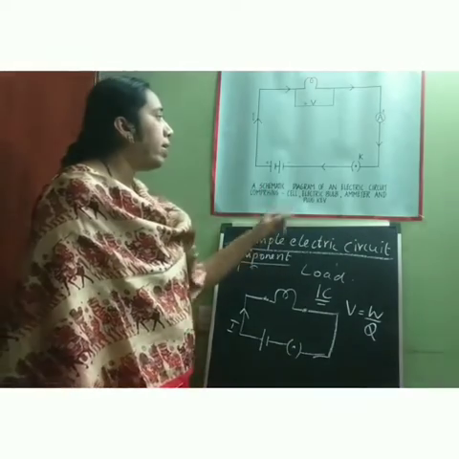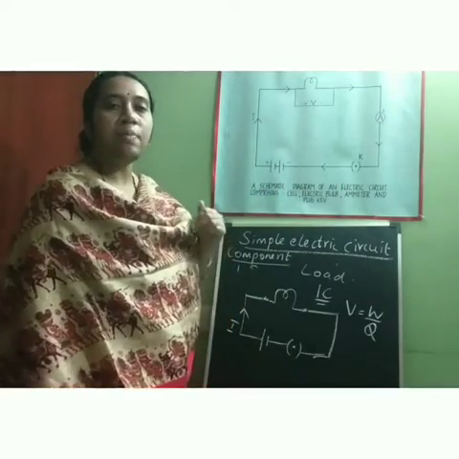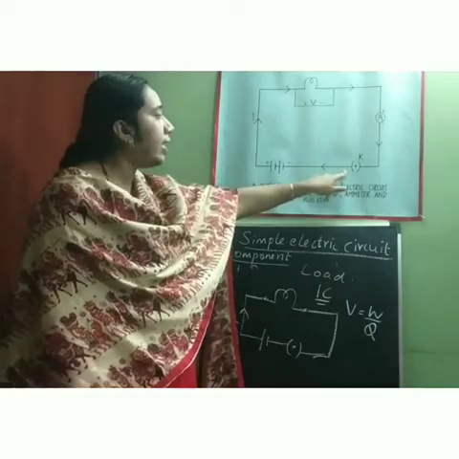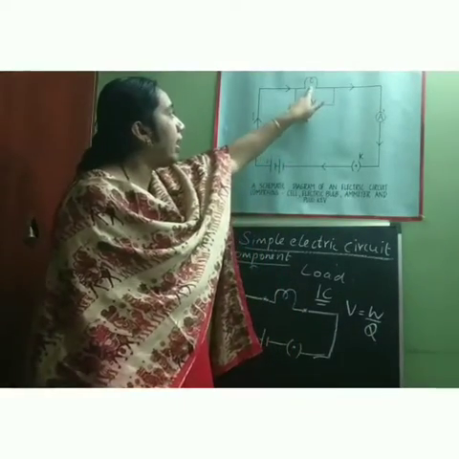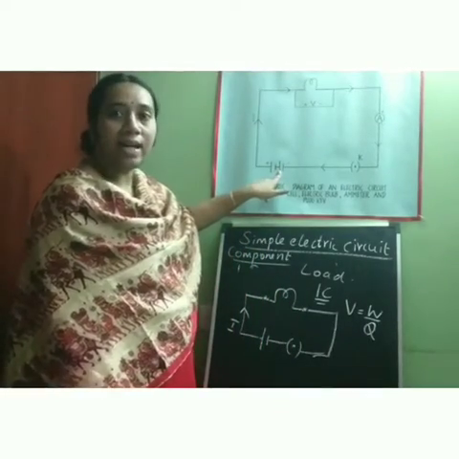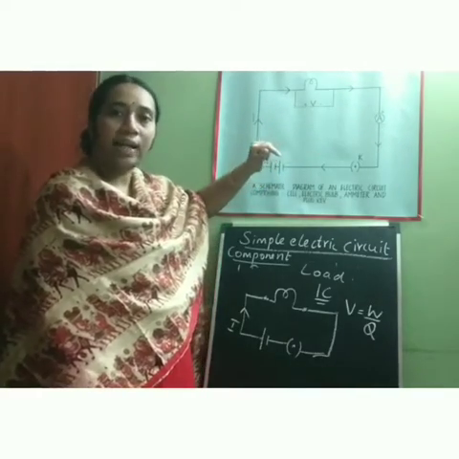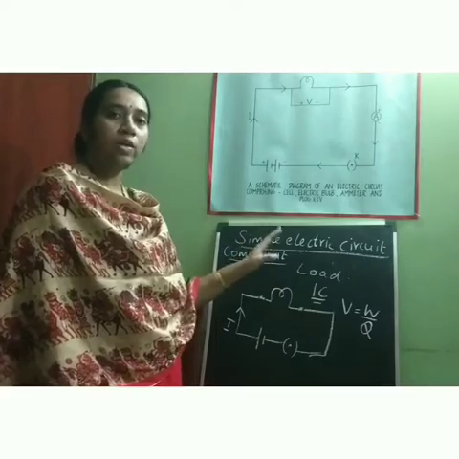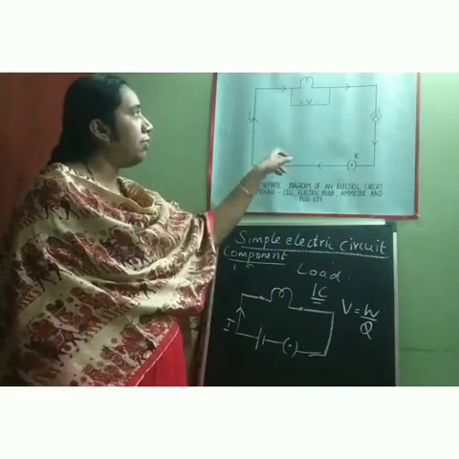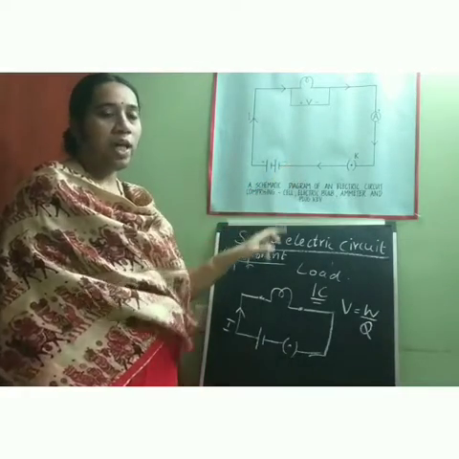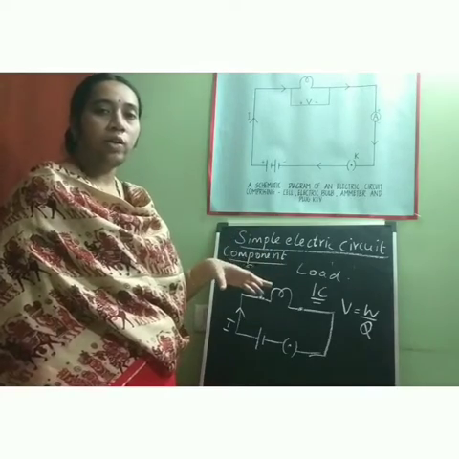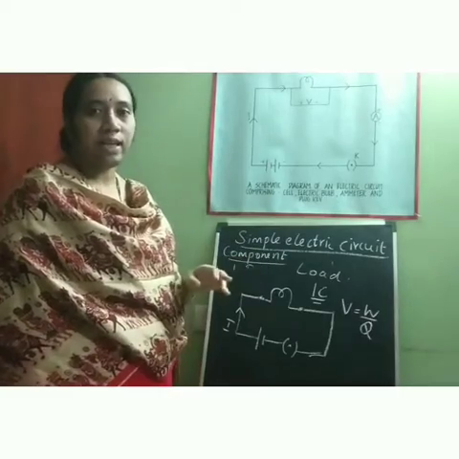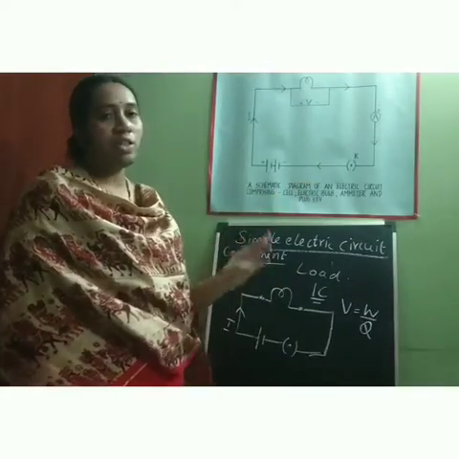The second component is nothing but the switch. What is the main function of the switch? The switch forms a conducting link between the electric bulb and the battery. It acts as a connecting link or a conducting link. When the switch is on, the circuit is closed so that electric current flows inside the circuit. When the switch is off, the circuit is open. It acts as an open circuit and no current will flow inside the circuit. So this is the function of the switch.